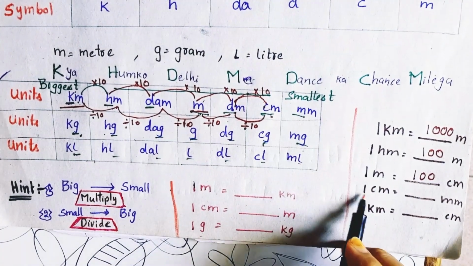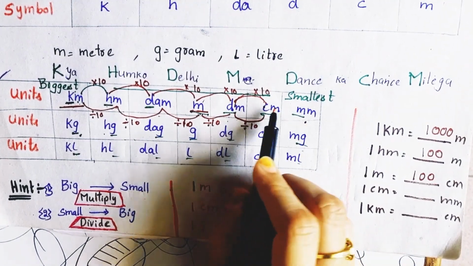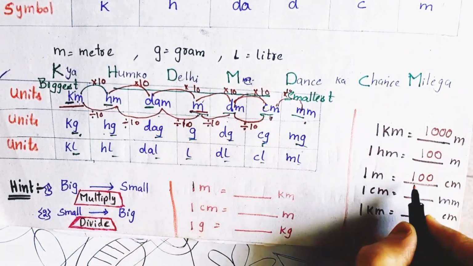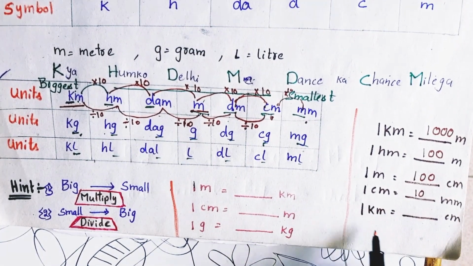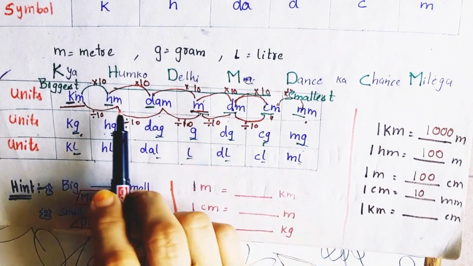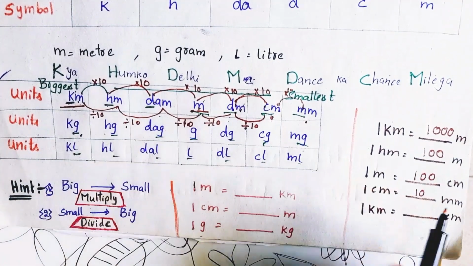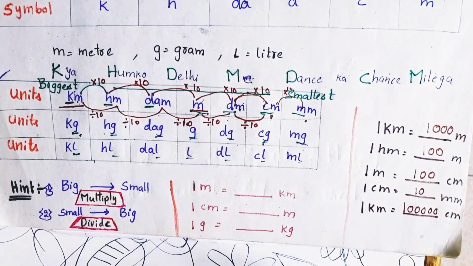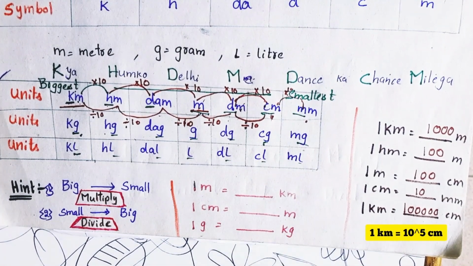Next one is 1 centimeter equal to dash millimeters. Centimeter is here and millimeter is here. I have to take only one step forward. So 1 centimeter is equal to 10 millimeters. And the last one is 1 kilometer is equal to how many centimeters? Kilometer is here, centimeter is here. I have to move 1, 2, 3, 4, 5 steps forwards, means 1 and then 5 zeros, means 1 lakh. 1 kilometer equal to 1 lakh centimeters. Or I can say 10 power 5 centimeters.